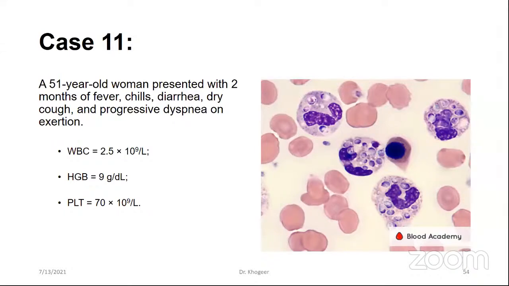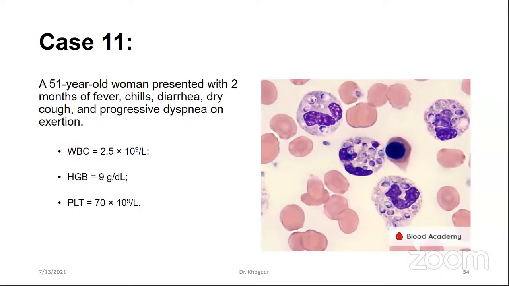But the morphology of the nucleus is still the same: condensed chromatin, inconspicuous nucleoli. Whenever you find the chromatin is open or fine with clear nucleoli, that means this is an immature form of the lymphocyte, which can be a prolymphocyte or can be a blast. So this is how we can differentiate.